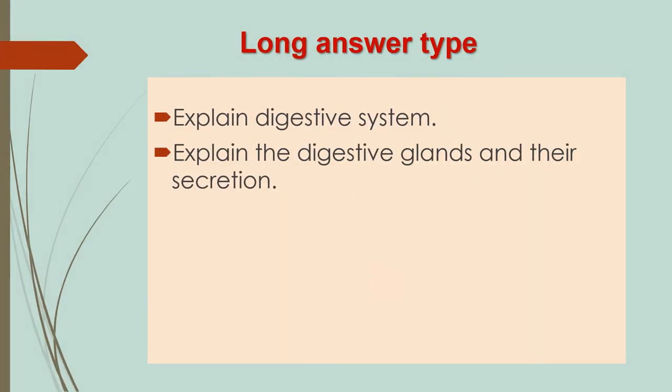Last category of questions are long answer type questions which are explanatory type. So first question from this category is explain digestive system. Next is explain the digestive glands and their secretion. So this is all about the questions.